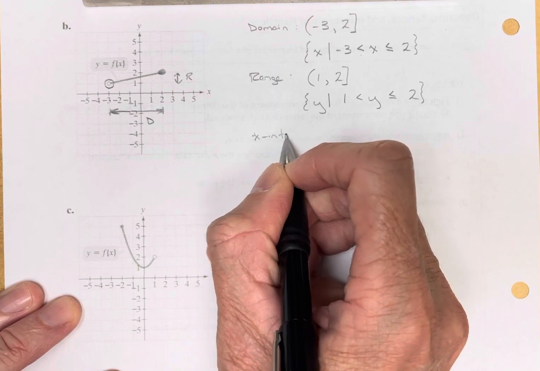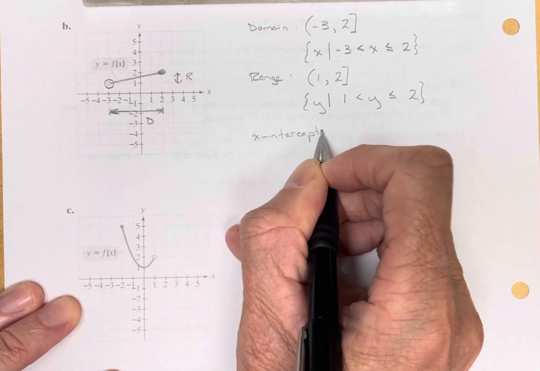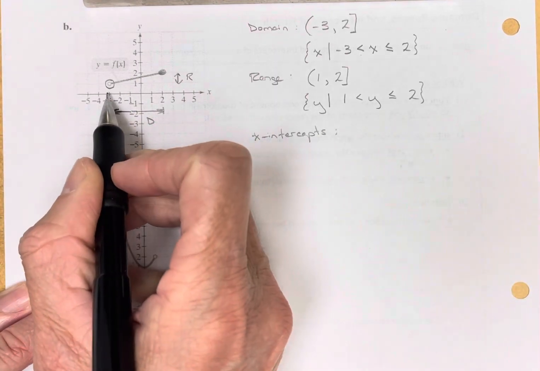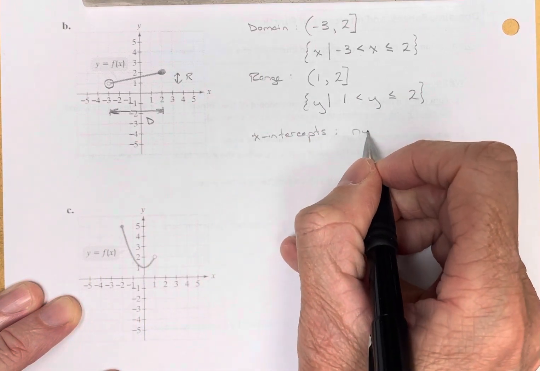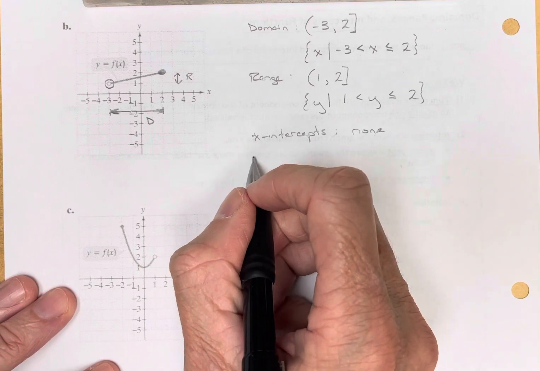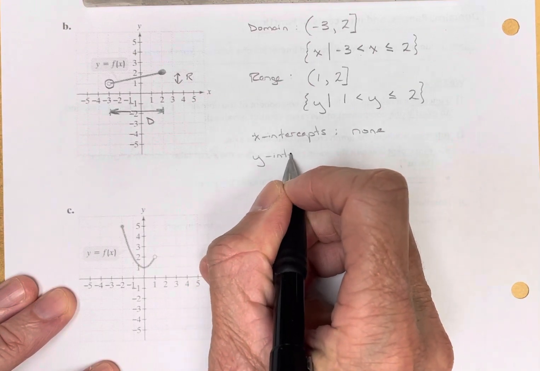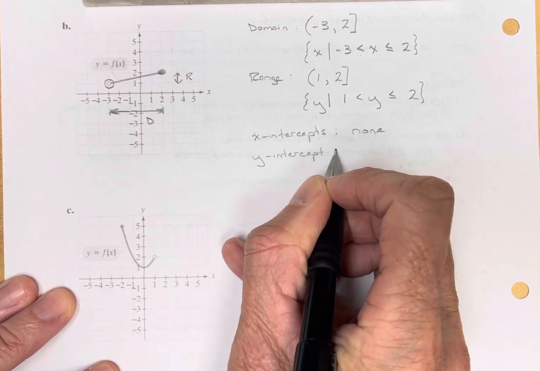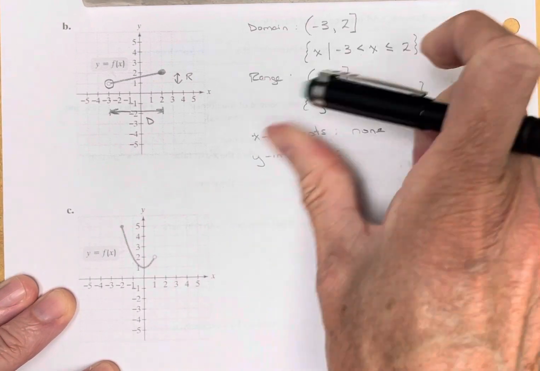So do we have any x-intercepts? Is there any place the graph touches or crosses the x-axis? And the answer is no. So there are no x-intercepts or no zeros. We do have a y-intercept. We have 1. There is one place, a y-intercept.